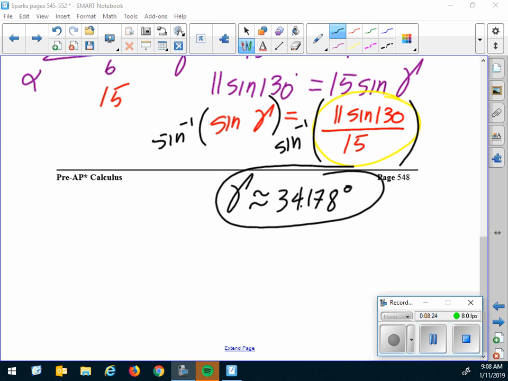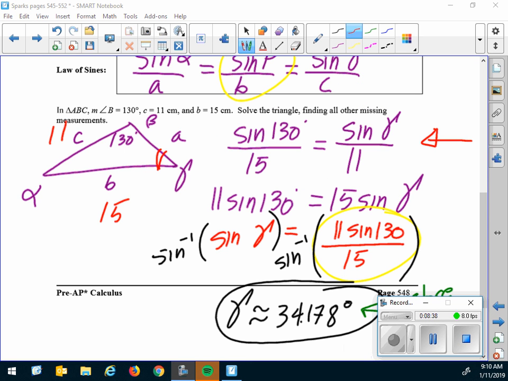34.178 degrees. I want you to store that because angle gamma means angle C. Let's store that in C. Whoa. Now I know angle gamma. How do I find angle alpha? Easy.